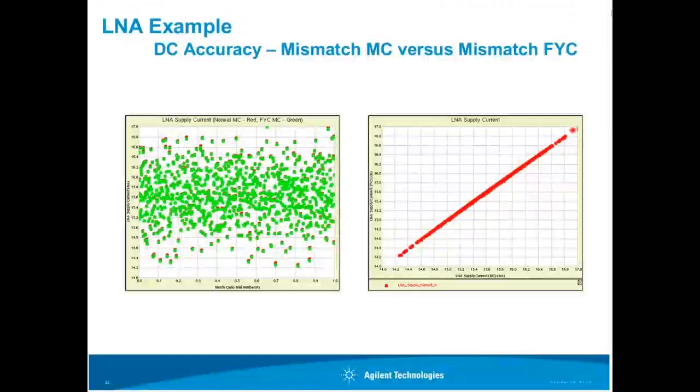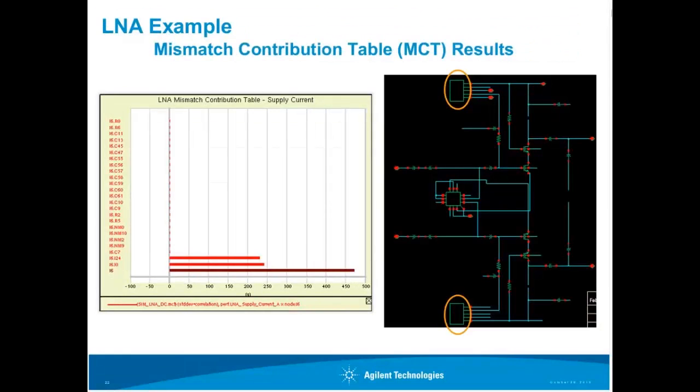Now I can have a lot of faith not only in my results, but I can look at my mismatch contribution table and find out what's having the most impact. Now I should say that this is an example circuit using our example PDK, which doesn't have what I would say good models for mismatch. So maybe you don't agree with some of the results here, but the point of this presentation is to show you the operation of the tool.